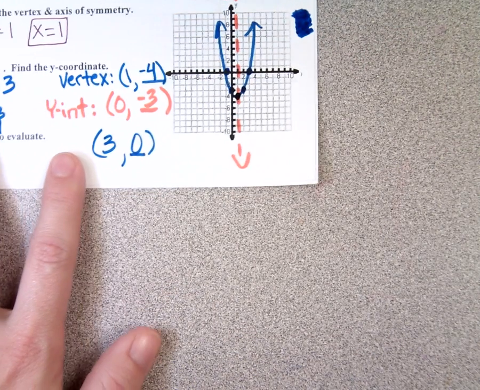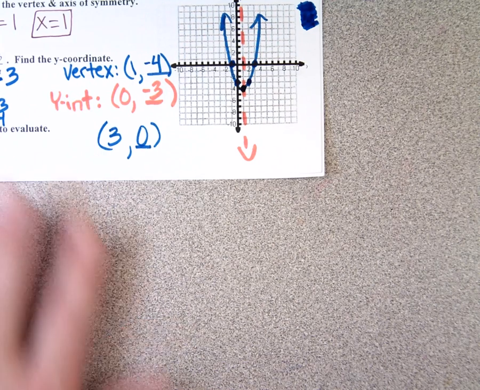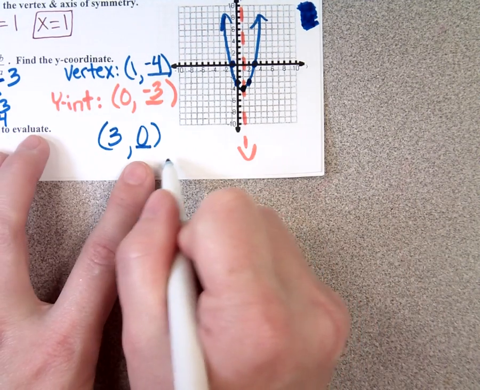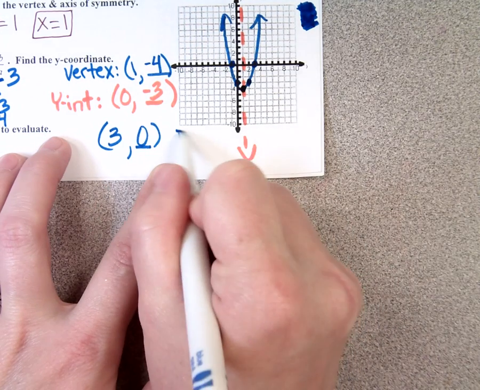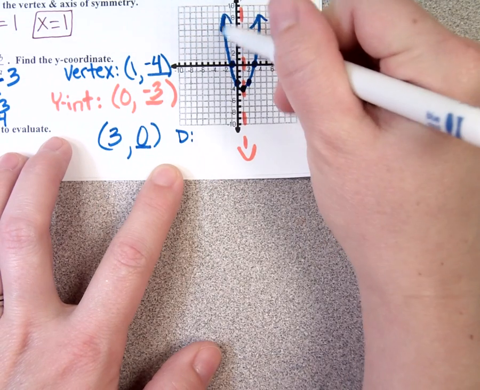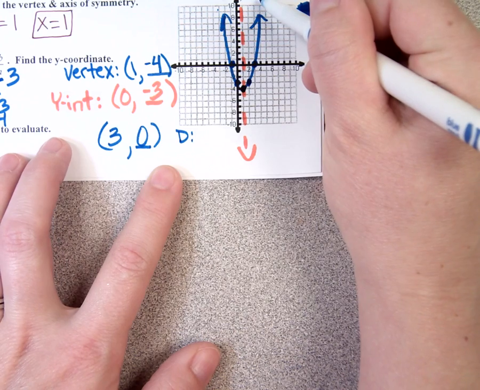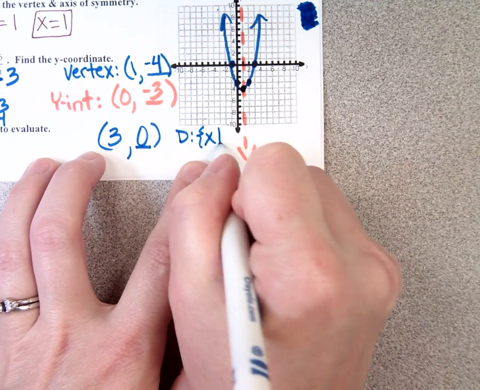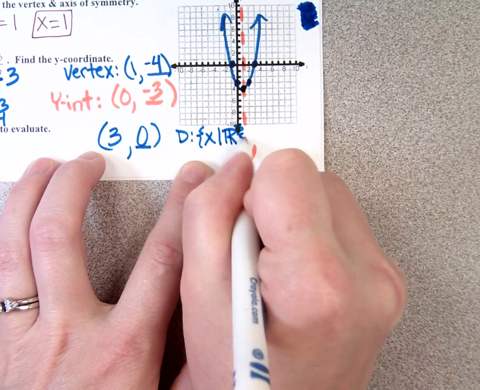Okay, I do want to practice domain and range because we've been working on that the last few days, so I just want to make sure that everybody's good with domain and range. So let's try domain real quick. Does this graph go forever to the left and forever to the right? Yes. So the domain's all real numbers. So I'm going to say X such that it's all real numbers.